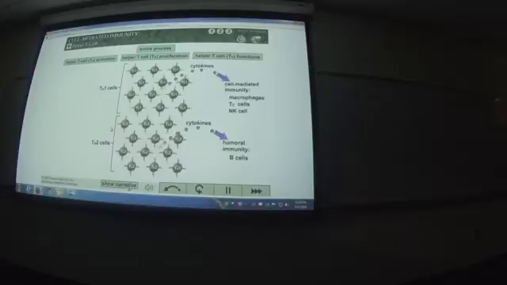So remember, the helper T cells are going to turn on the Bs and the Ts. So this round, we're just doing the T cells. Right?